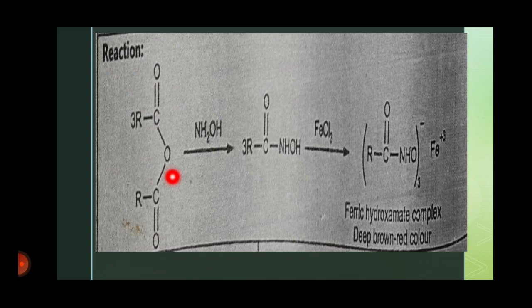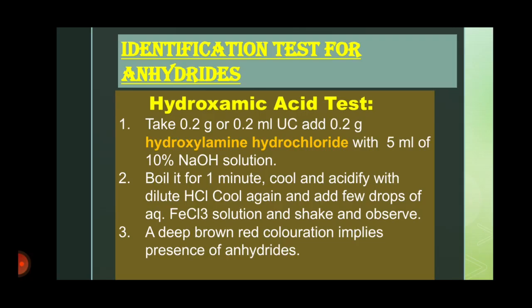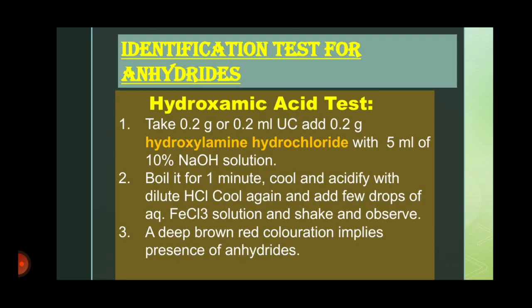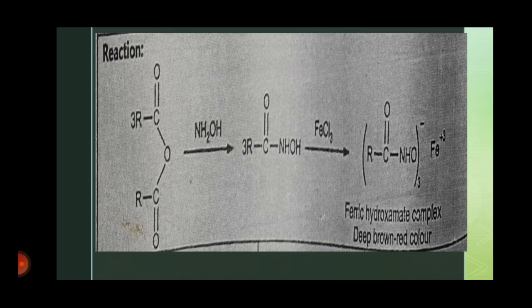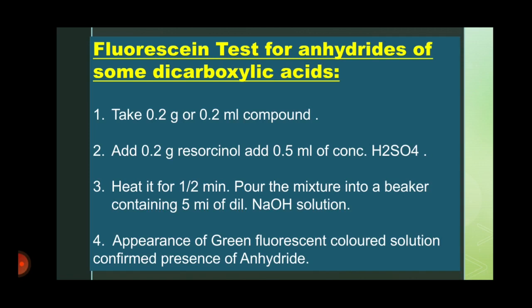This is the 0.2 gram of sample, then 5 ml of 10% NaOH. Boil it for 1 minute, cool and acidify with dilute HCl and cool again. And we add a few drops of aqueous FeCl3 to form the ferric hydroxamide complex. You will find a deep brown red color, so it indicates the presence of anhydride in our sample.